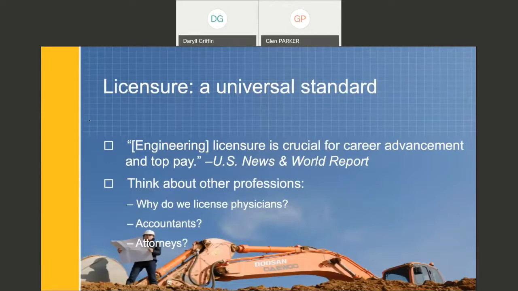What about other professions? Why do we license physicians? It's interesting that we even talk about whether an engineer should be licensed, because we would never talk about whether a medical doctor should be licensed or whether an attorney would be licensed. It turns out those are old professions that for a long time have been requiring licensure, and in the early days of engineering, it was that way as well.